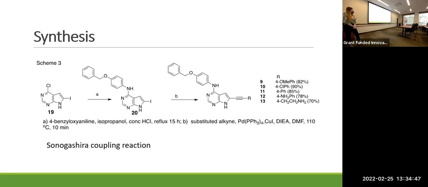This is the Sonogashira coupling reaction. I started with the same starting material, the 4-chloro-6-iodo-pyrrolopyrimidine. Same reagents to make compound 20. And then from there, ran a Sonogashira reaction. Palladium, copper iodide, DIEA, DMF, and that reaction took 10 minutes.